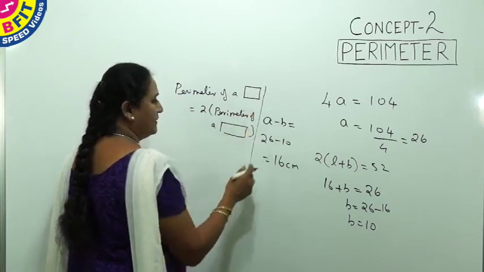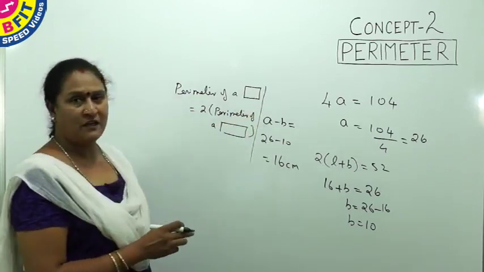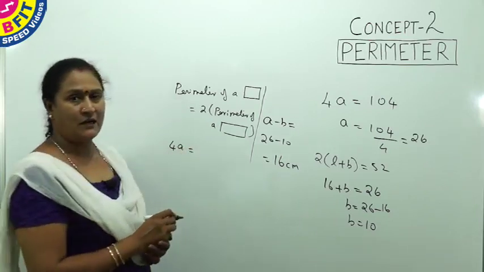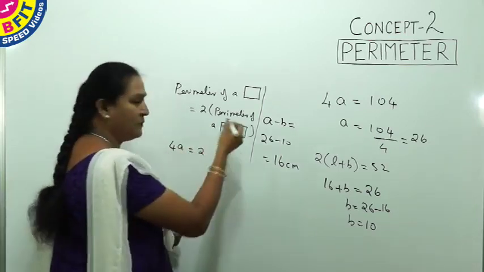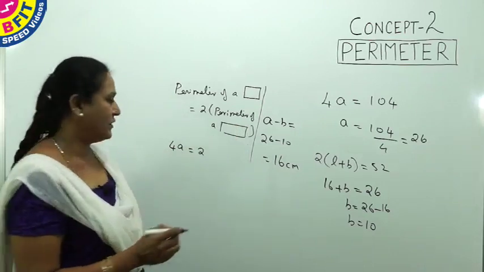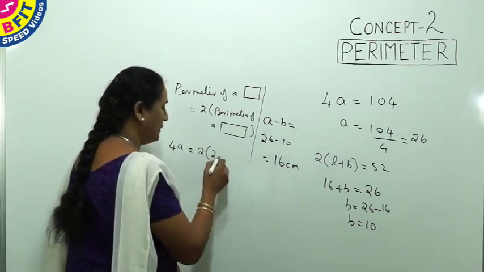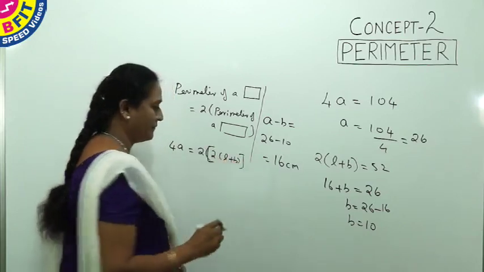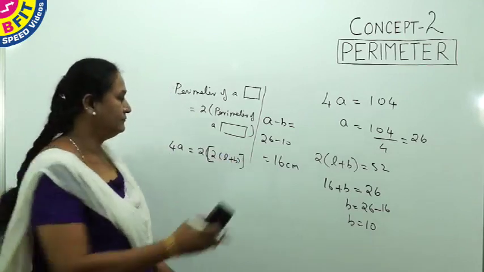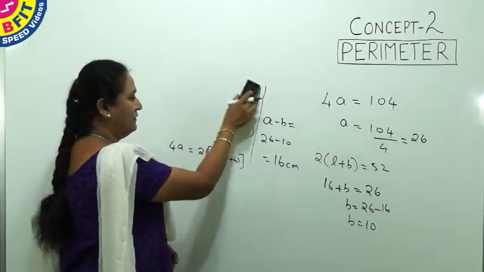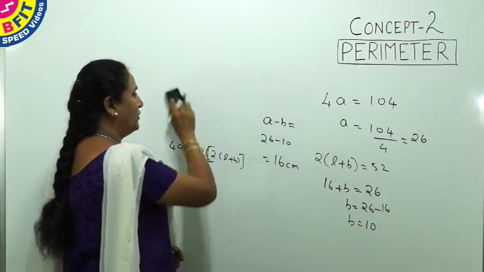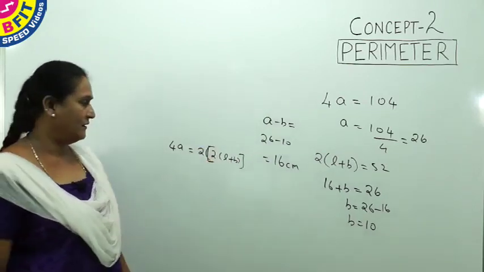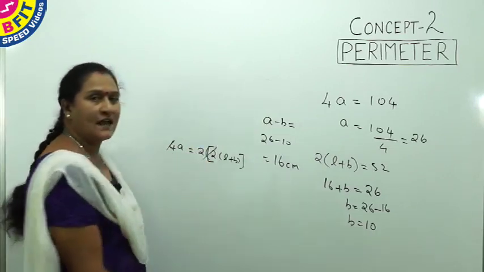With this data, instead of doing all this, what is the perimeter of a square? It is 4a, which is equal to twice the perimeter of a rectangle. What is the perimeter of a rectangle? It is 2 into (L plus B). So with the given data, we have equated the perimeter of the square to 2 times the perimeter of a rectangle. Here this 4 and 4 get cancelled.